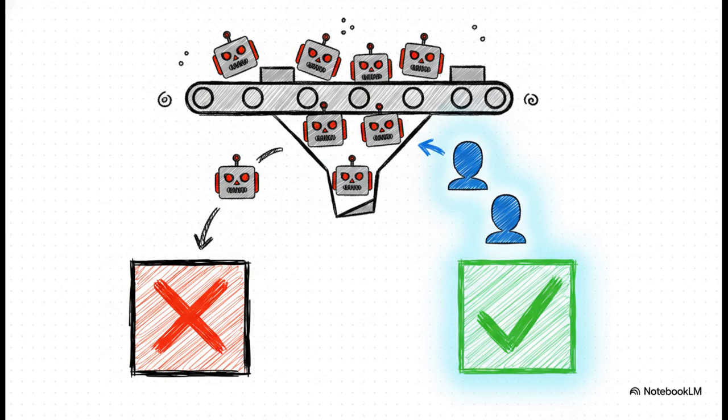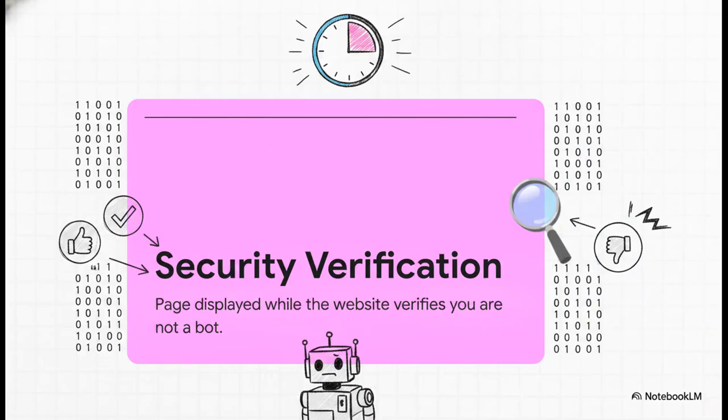This sets up a really stark contrast. On the left side, you've got the unseen, malicious, automated threat. And on the right side, well, that's you, the verified human user. The entire purpose of this specific pause is to act as a hyper-fast sorting mechanism to figure out exactly which one of these categories you belong to. So by definition, security verification is the process displayed while the website actively confirms you are not a malicious bot.